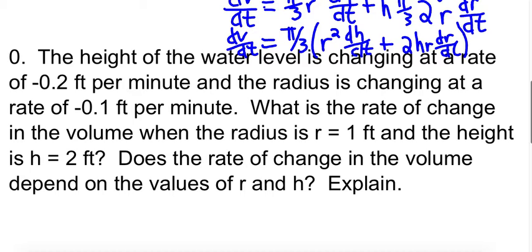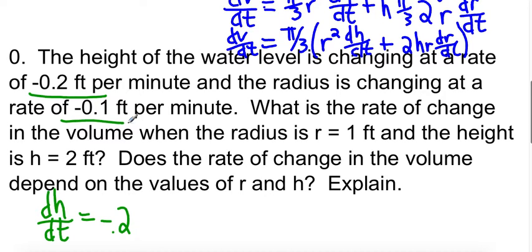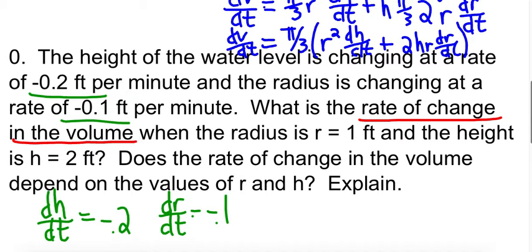The water level, the height, is changing with respect to time. Our dh/dt is negative 0.2. The radius is changing at this rate, so our dr/dt is negative 0.1. And we want to find the rate of change in the volume. We are trying to find dV/dt, the change in the volume over time.